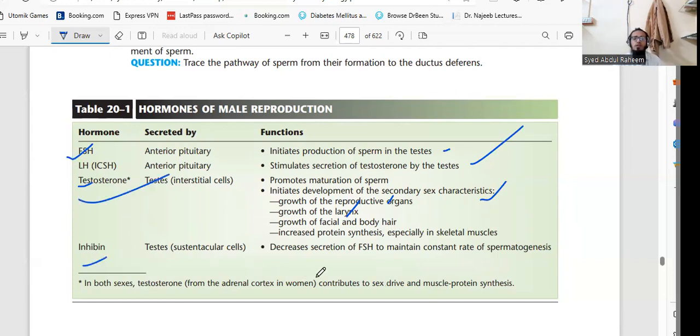Inhibin decreases the secretion of FSH to maintain a constant rate of spermatogenesis. Since spermatogenesis has already been initiated, now FSH needs to decrease. First we complete the process, then inhibin decreases and FSH increases. Then FSH decreases and inhibin increases. Likewise, they maintain the process.